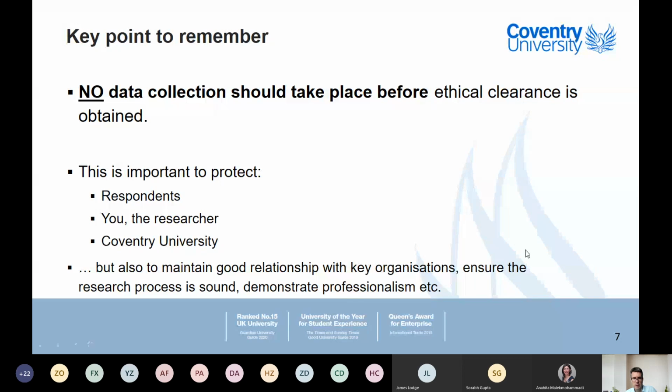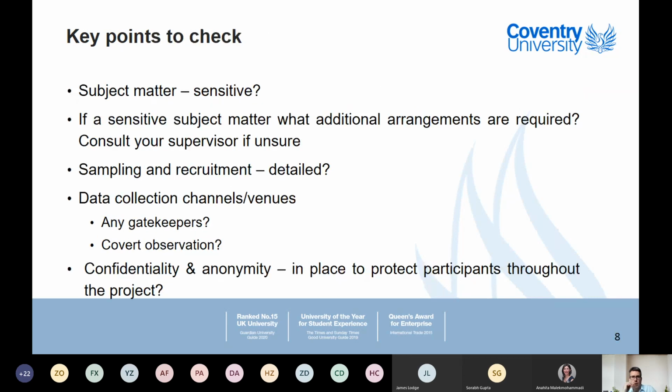Okay, it seems fine. So I'll move on, and remember we'll have time for questions at the end anyway. So key points: no data collection before getting approval. Some of the key things you need to check when you do your application, and more generally when you think about your research, is what is your topic about? Is it going to be a sensitive topic? And we are all in business and management. Chances are most of the topics we are discussing are not overly sensitive.